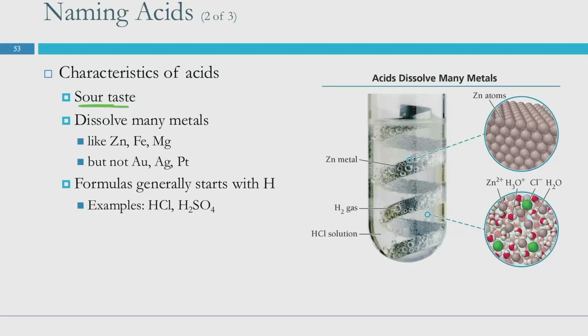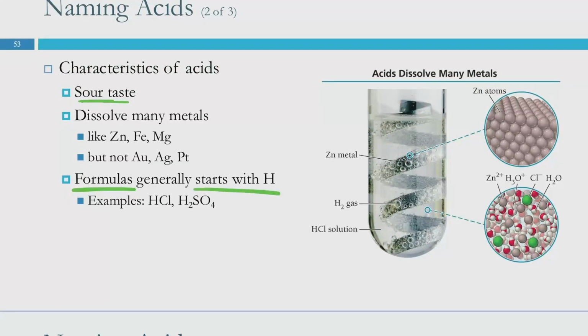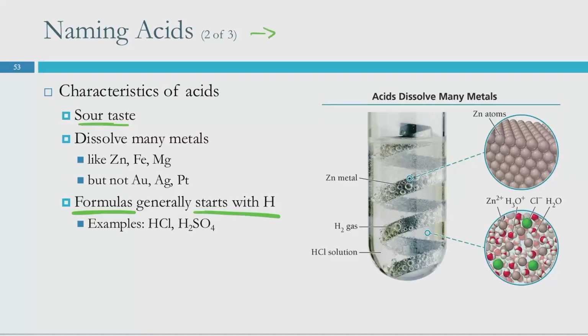The formulas start with H. So things like HCl, H2SO4, other things like that. Some acids, you can write them with the H's in front. There's also a version sometimes where you don't write the H's in front. I usually write them with the H's in front so that we can easily identify that they are an acid. So acids, their formulas start with H.